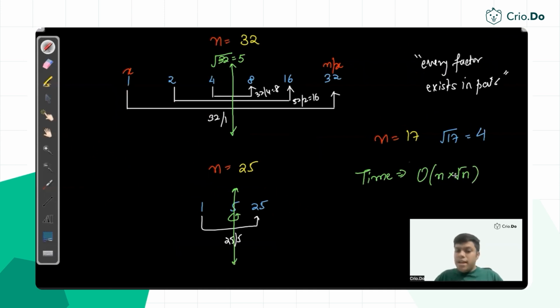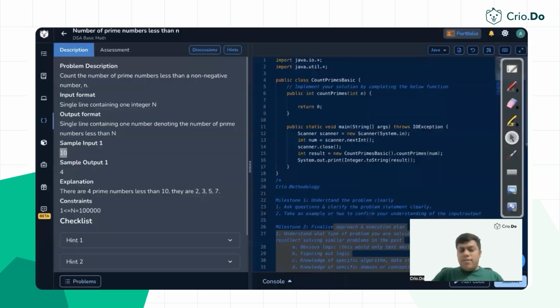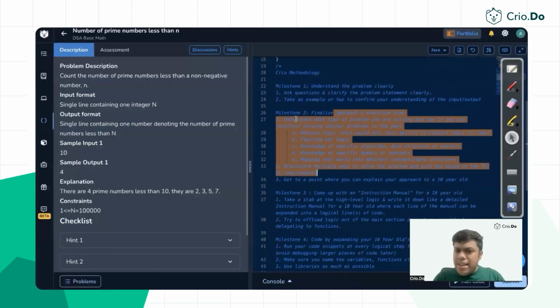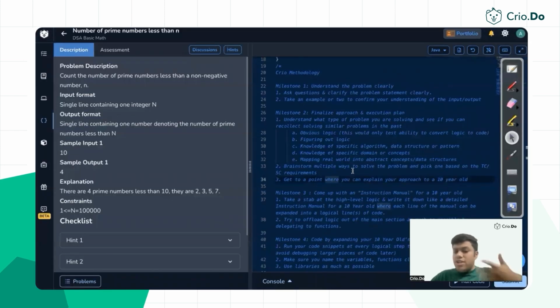So checking whether a number is prime takes root n, and for all the numbers we run a linear loop. So it is nothing but n raised to the power 3 by 2, or you can say n into root n is the time complexity, which is better than the previous solution. So this was the optimized solution. I hope everyone has got the second milestone clearly, that is how we come up with this observation.